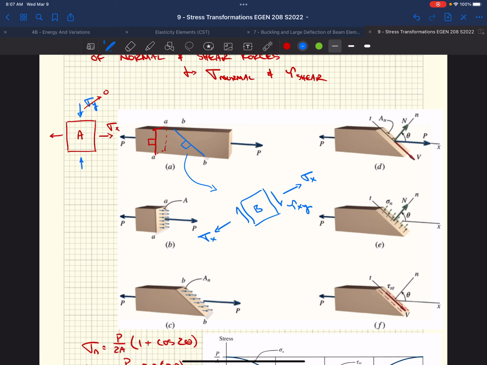Well, we know that because of equilibrium, if we have shear stresses on two sides of this block, we're going to get shear stresses on the remaining two sides of the block. So we're actually going to have stuff going on a surface that is 90 degrees to that, or perpendicular to that.